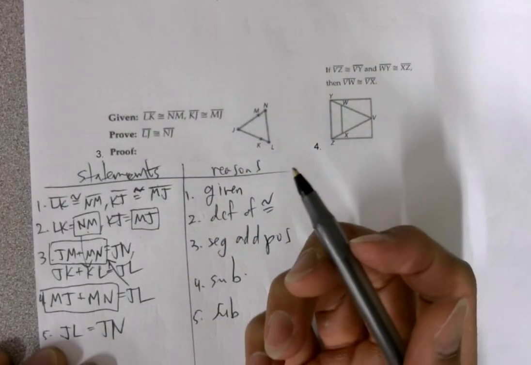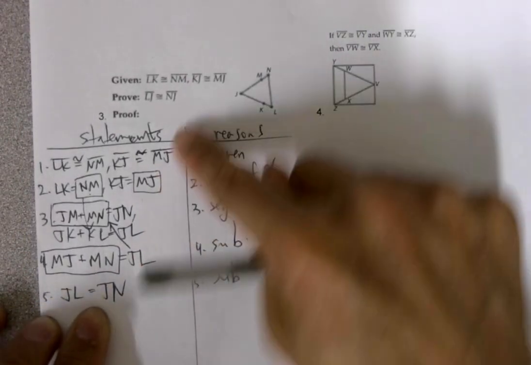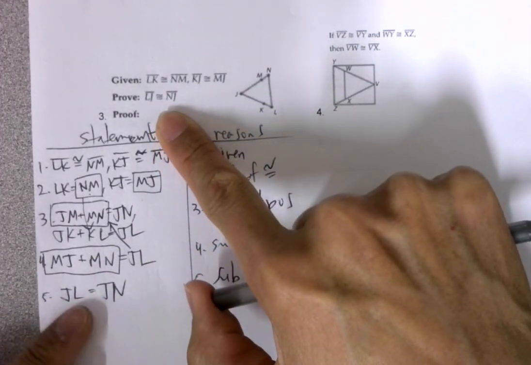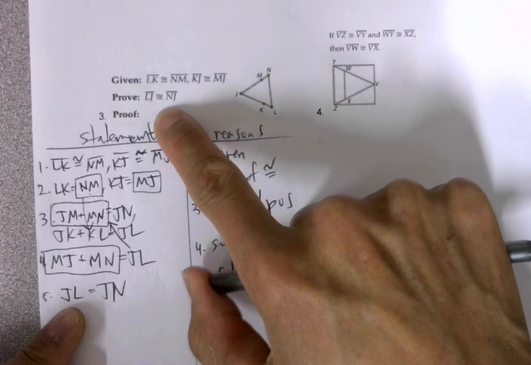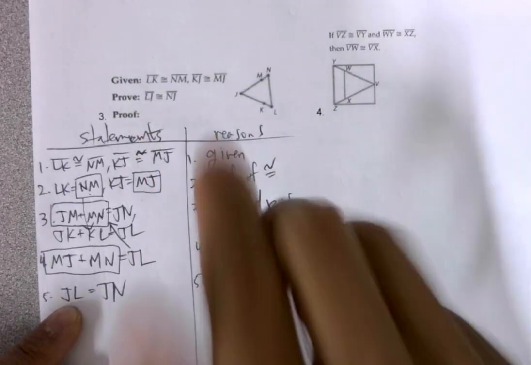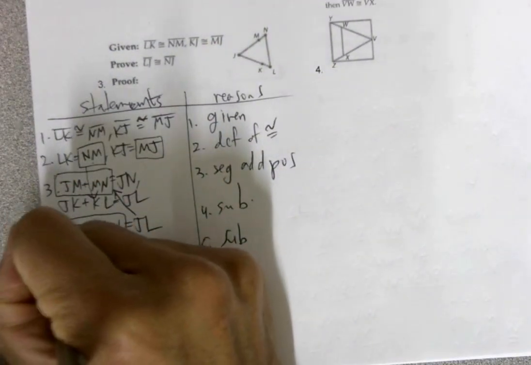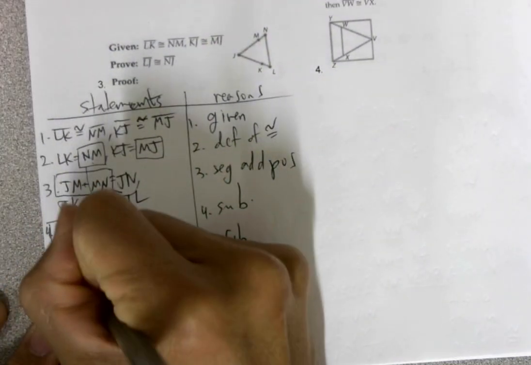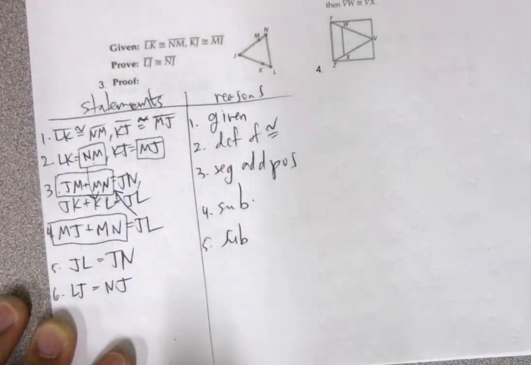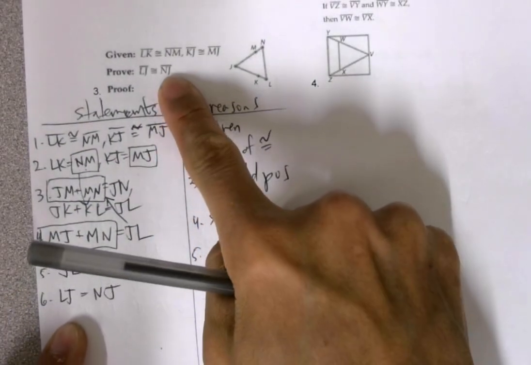Okay, so now what am I going to do? Well, this doesn't look like the proof statement, but it is the proof statement. It's just that the order of the segments is flipped around. This is LJ, this is JL. So let me go ahead and rewrite that. I'm going to write it as LJ is equal to, and I'm going to flip this one around too, NJ. Okay, now we're looking like the proof statement.